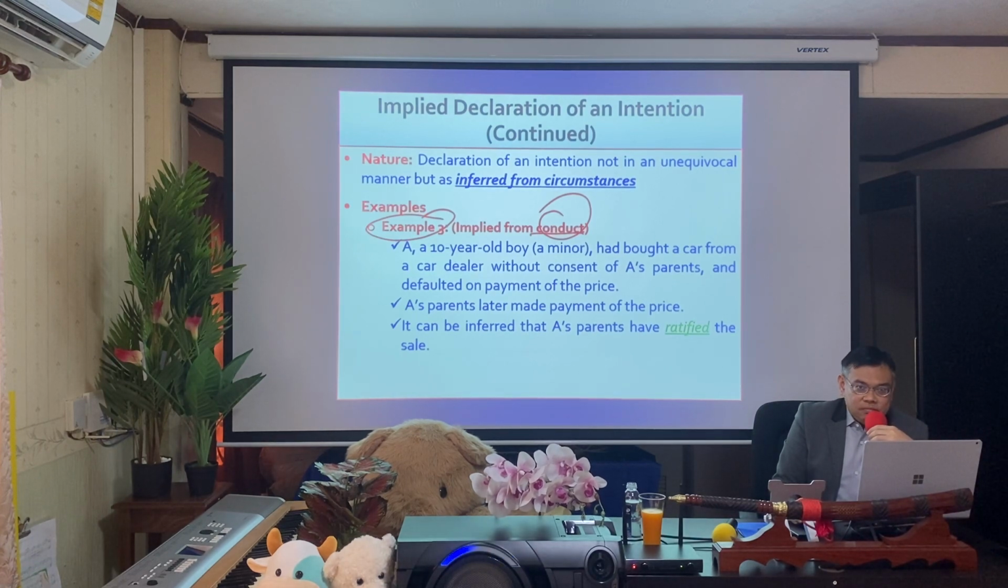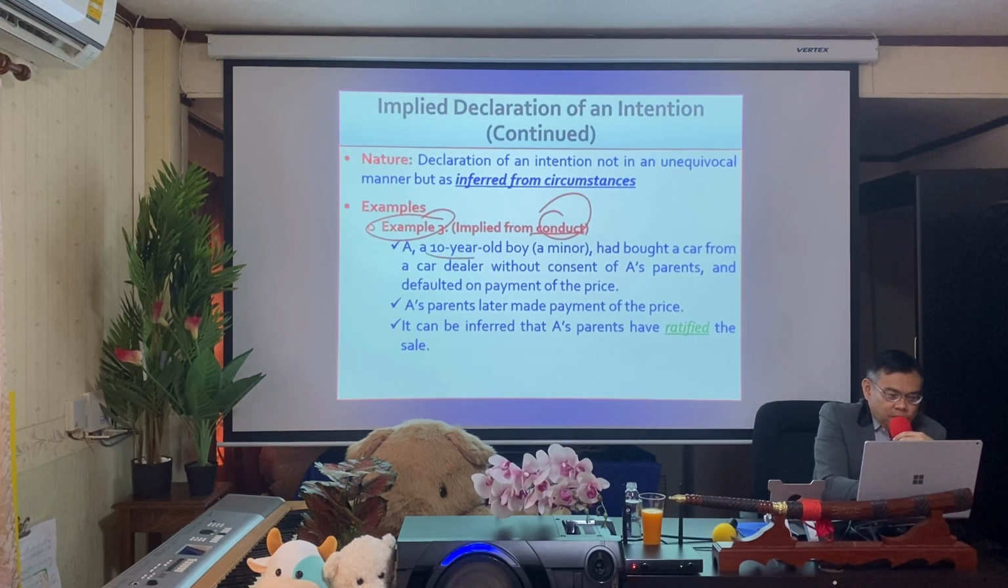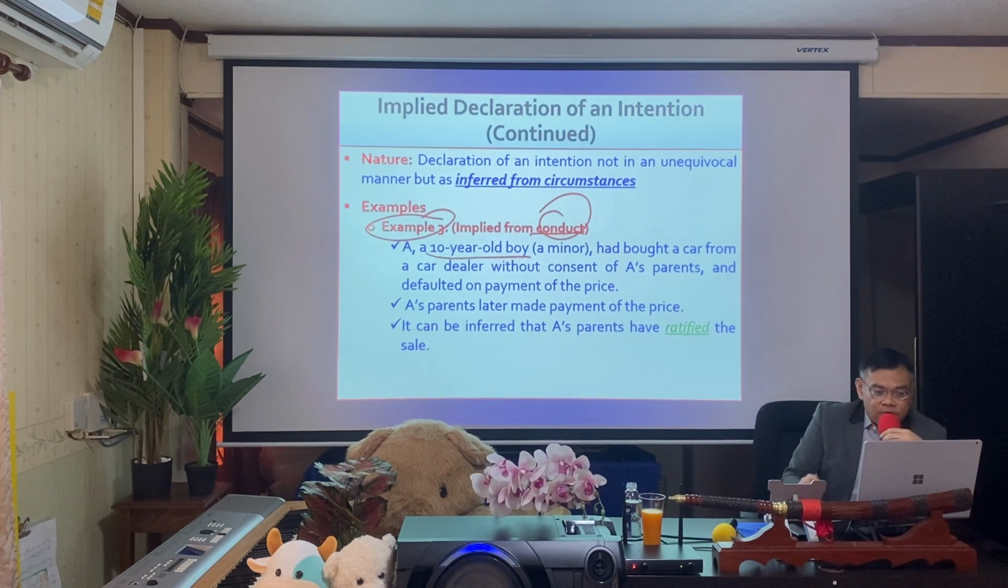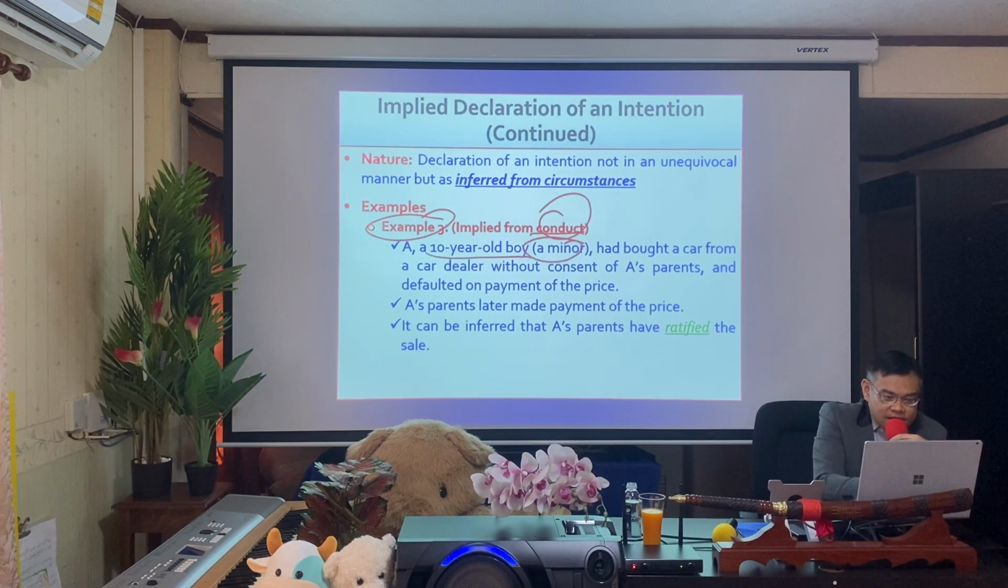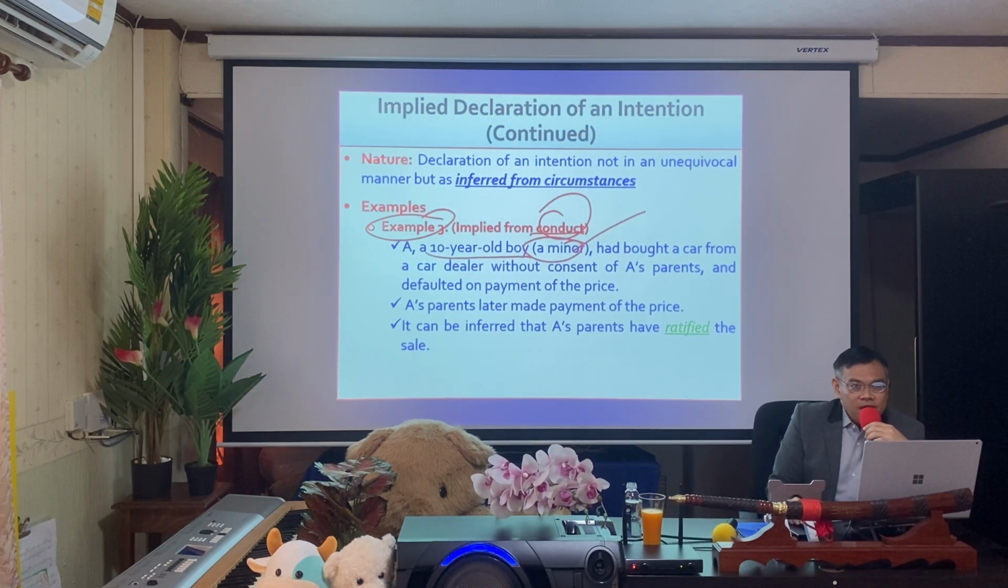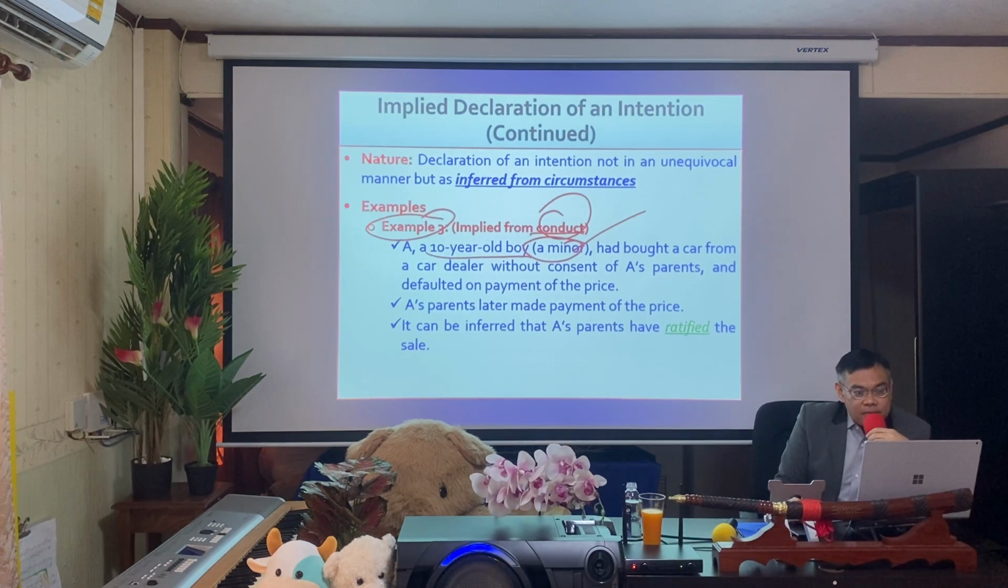Let's suppose that there is a 10-year-old boy. When this boy is just 10 years old, this boy is a minor. The minor? In Thai we call Puyao. So in this case, A is still a minor. You have to be mindful. We have not yet taken a lesson on the legal capacity of a minor, but I think that last year you just took some courses.